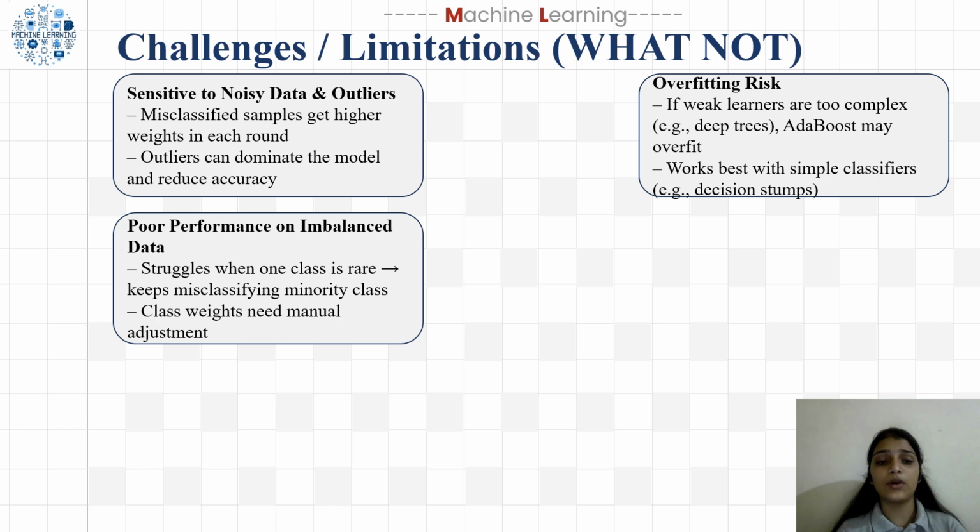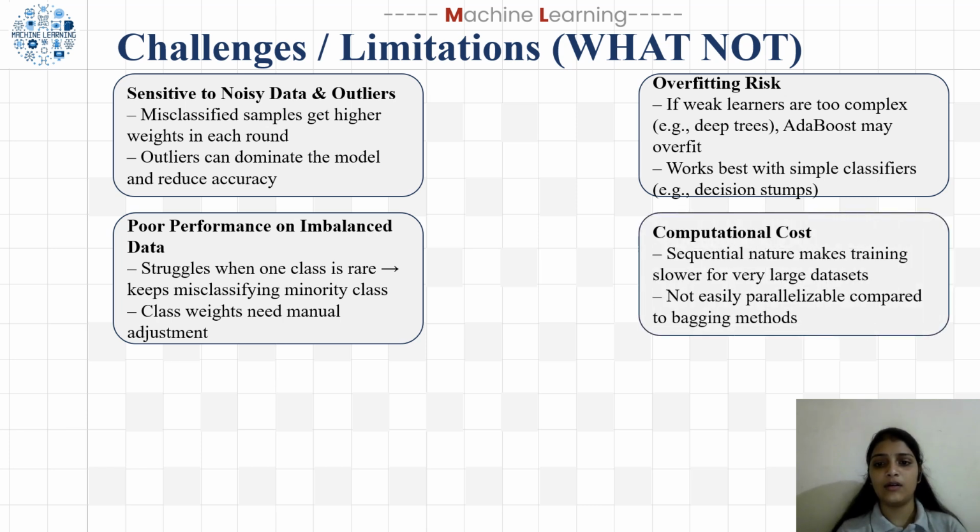Third, poor performance on imbalanced data. Minority classes often get misclassified unless we adjust the class weights. Last is computational cost. Since it works sequentially, it can be slow for very large datasets.